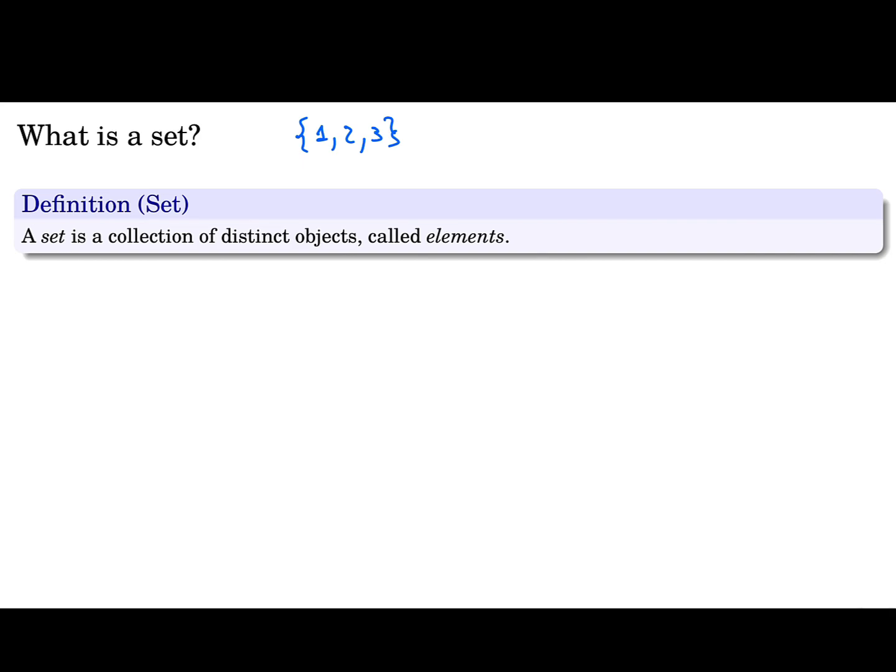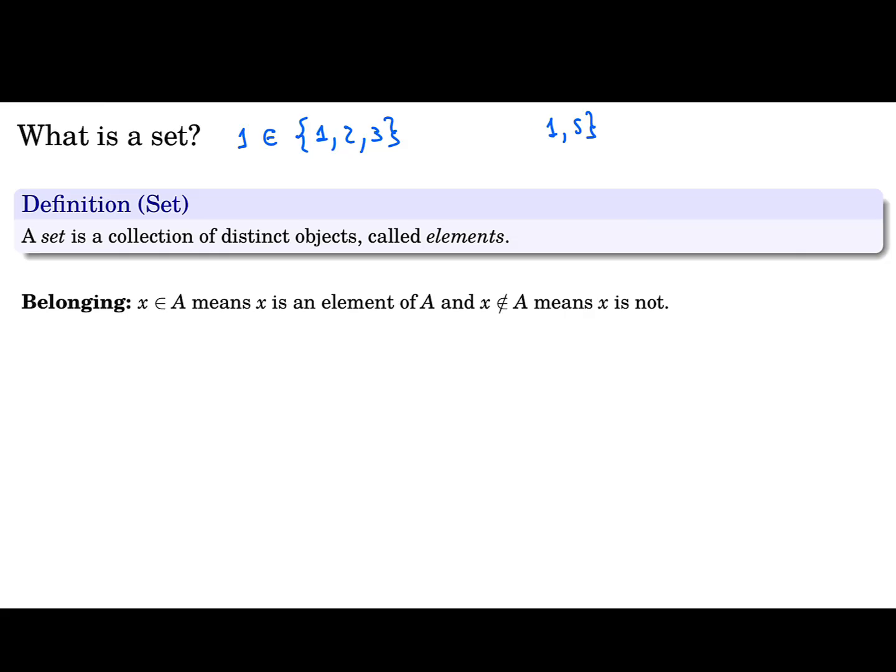And so one way that we can talk about the objects belonging to the set is with this notation. So we'll say that 1 belongs to the set 1, 2, and 3. And for example, for the set 1, 5, we will say that, let's say, 4 does not belong to this set. So this is how we talk about objects that belong or do not belong to sets, right? And so here we see one way of denoting sets, and this is called the roster notation.